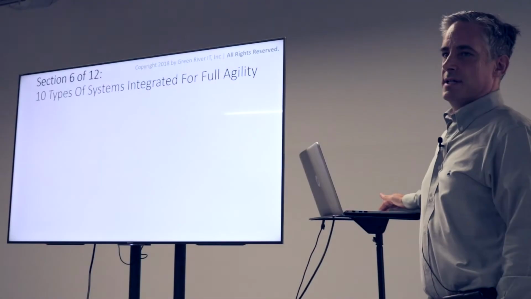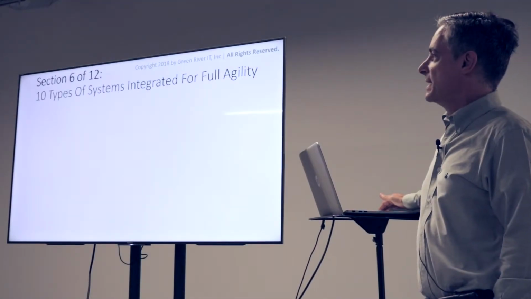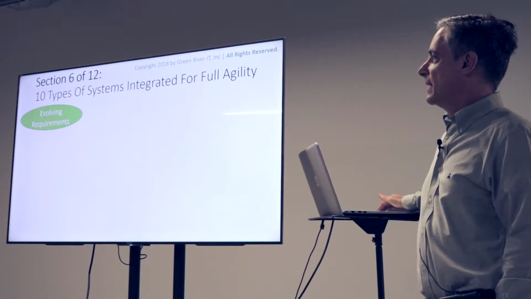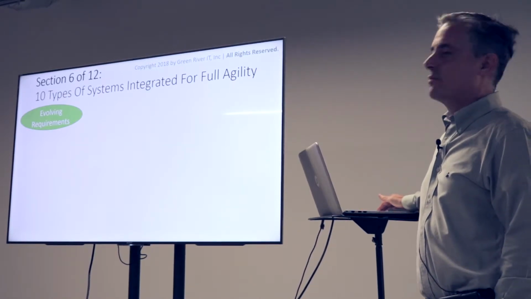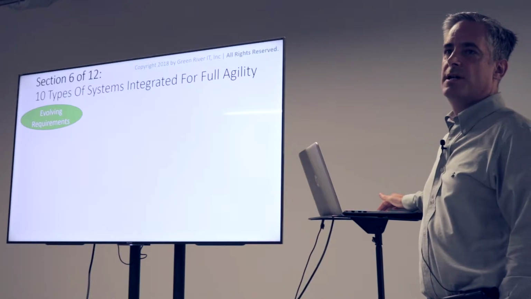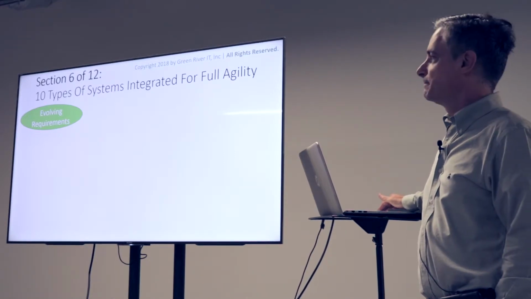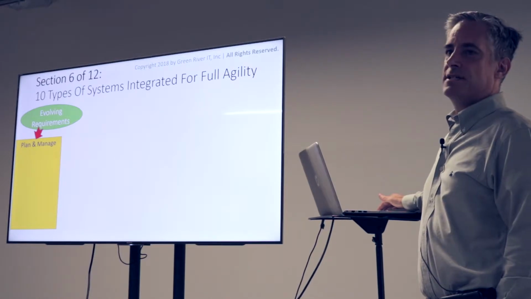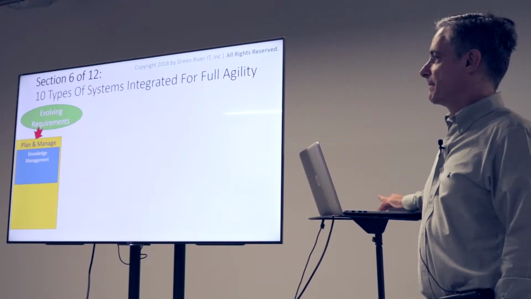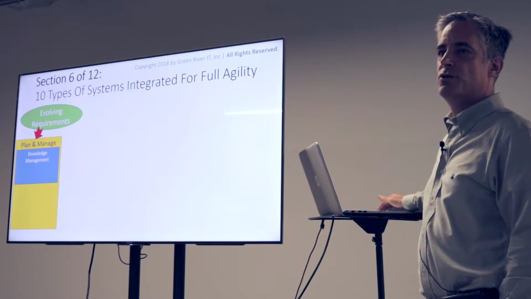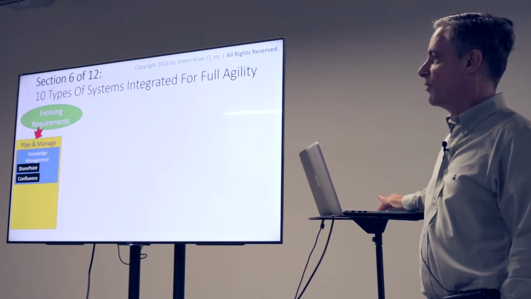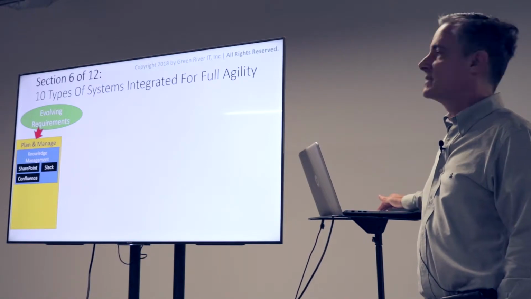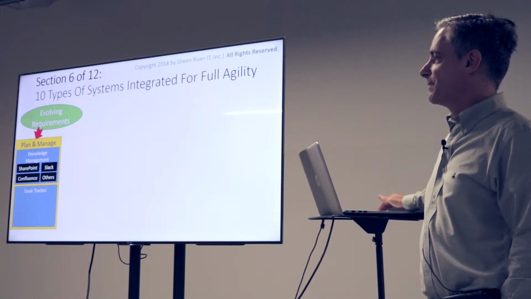So, to accomplish this, there are 10 types of systems that need to be integrated with each other. And we start with the idea that our requirements are evolving all the time. Then we need to plan and manage based on the fact that our requirements are evolving. We do that with a knowledge management tool. Some examples might be SharePoint or Confluence. Slack is a knowledge management tool people are using, and there are others.